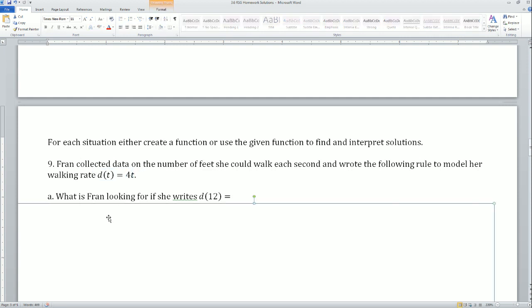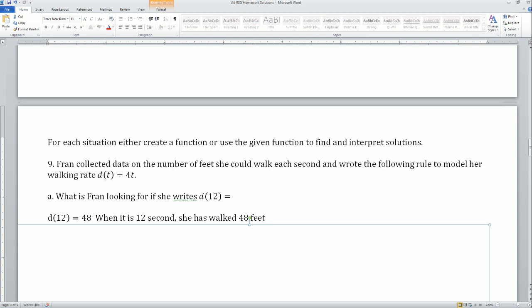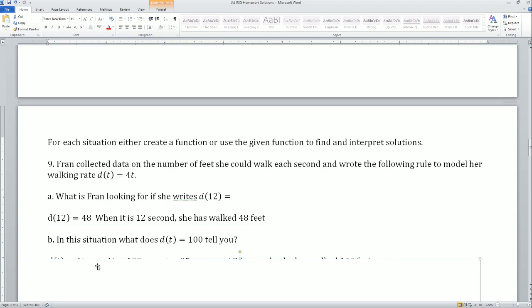What is Fran looking for when she writes d equals 12? That means 12 seconds, because that is your input. And your output would be, so plug in your 12 for t. 12 times 4 is 48. So when it is 12 seconds, she walked 48 feet.